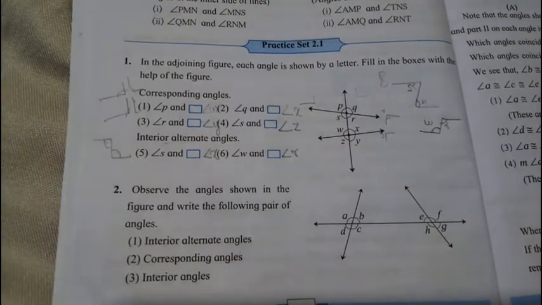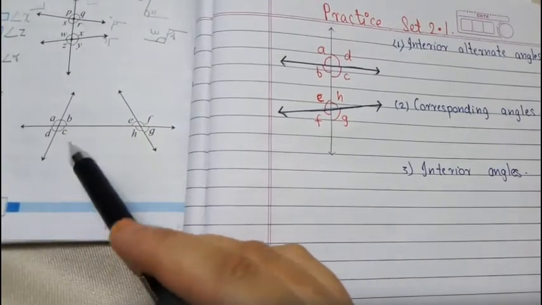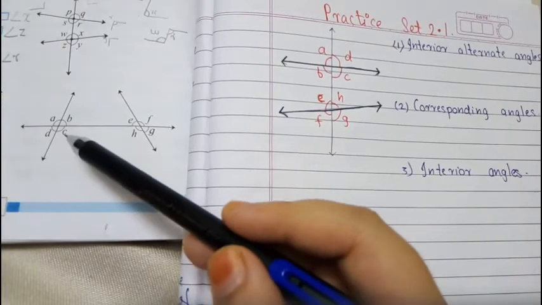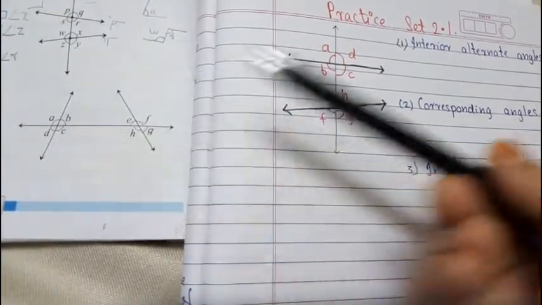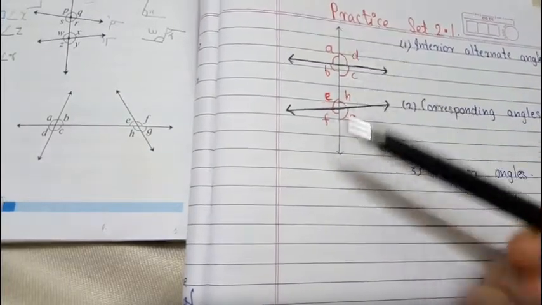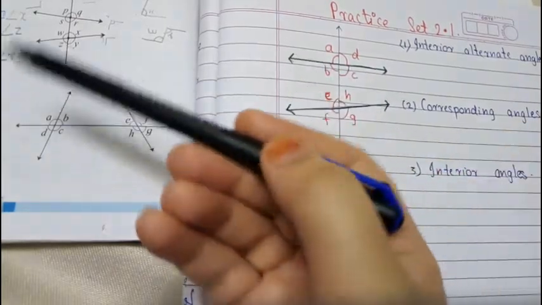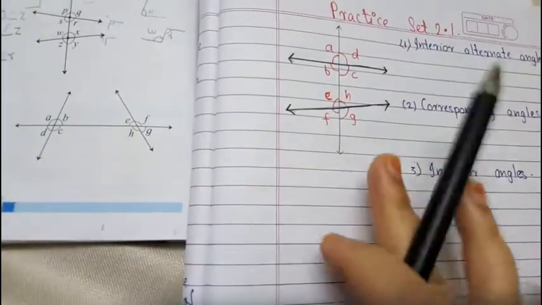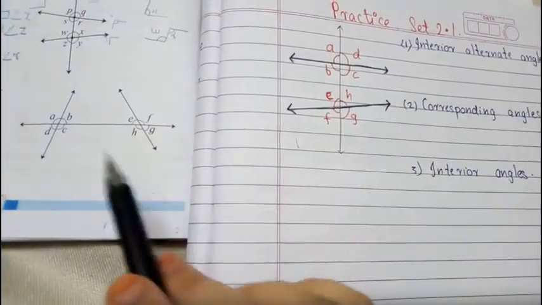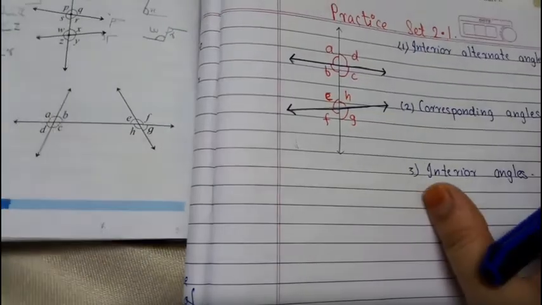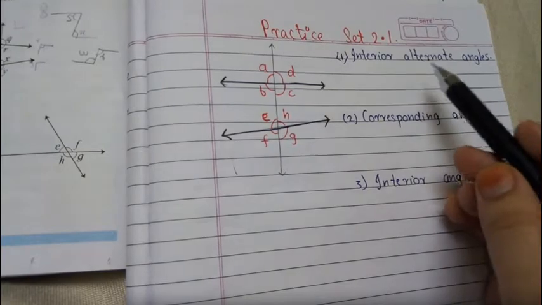Students, for your better understanding, I have made this figure in a vertical manner so that you all can get a proper idea by looking at it. The only difference is that I have twisted the figure from horizontal to vertical. So the first pair of angles we have to write is interior alternate angles.